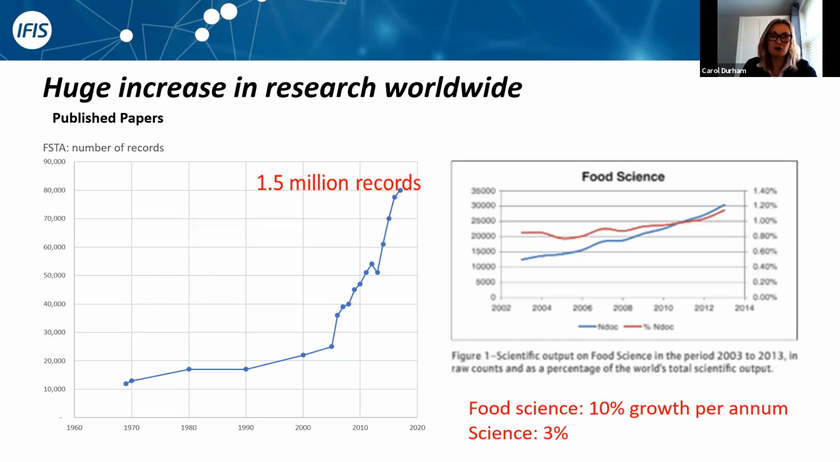The area of food science is growing. If we look at food science compared to science as a whole, generally science grows at a rate of around 3% a year. So the research output grows at around 3% a year. In food science, that's growing at a rate of around 10%. And you can see from the graph here on the left-hand side, if we look at FSTA, the Food Science and Technology Abstracts database, when that was first published back in the late 1960s, there were around 11,000 records in FSTA, and now there's over 1.6 million records.